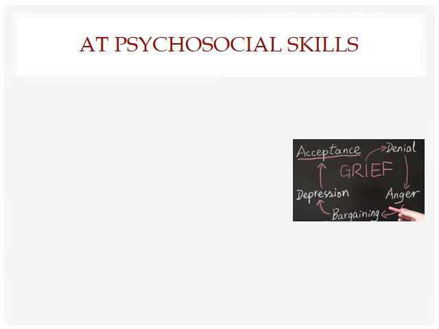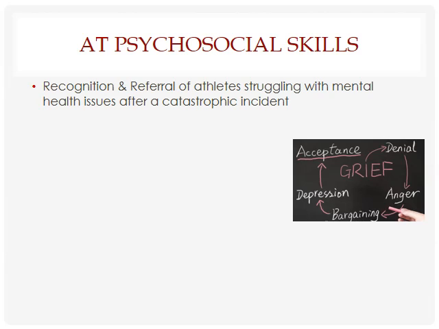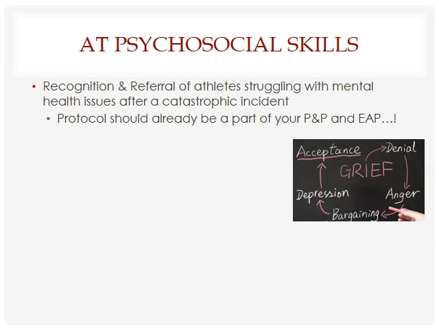As athletic trainers have psychosocial skills that may be valuable in the overall mental health of athletes, it's important that we're also implementing these skills post-catastrophic incident. These skills include both recognition and referral of athletes struggling with mental health issues. This protocol should already be a part of your policies and procedures and your emergency action plan, such as your emergency action plan for a suicidal athlete.